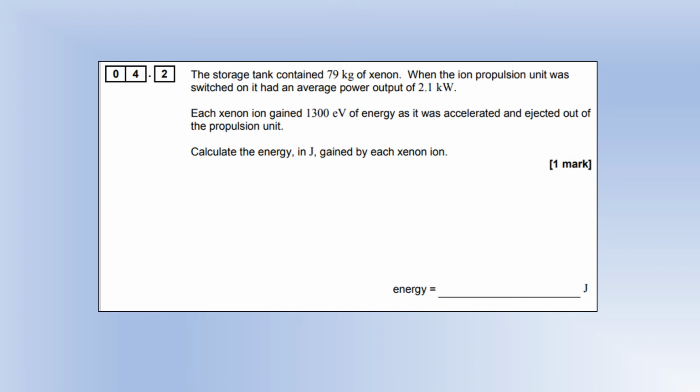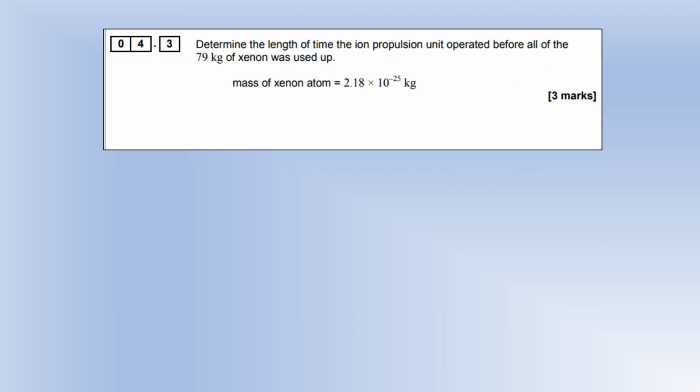So the storage tank contained 79 kilograms of xenon. When the ion propulsion unit was switched on, it had an average power of 2.1 kilowatts. Each xenon ion gained 1,300 electron volts of energy as it was accelerated and ejected out of the propulsion unit. Calculate the energy in joules gained by each xenon ion. We just need to convert from electron volts to joules using this conversion factor. Fairly straightforward. Determine the length of time the ion propulsion unit operated before all of the 79 kilograms of xenon was used up.